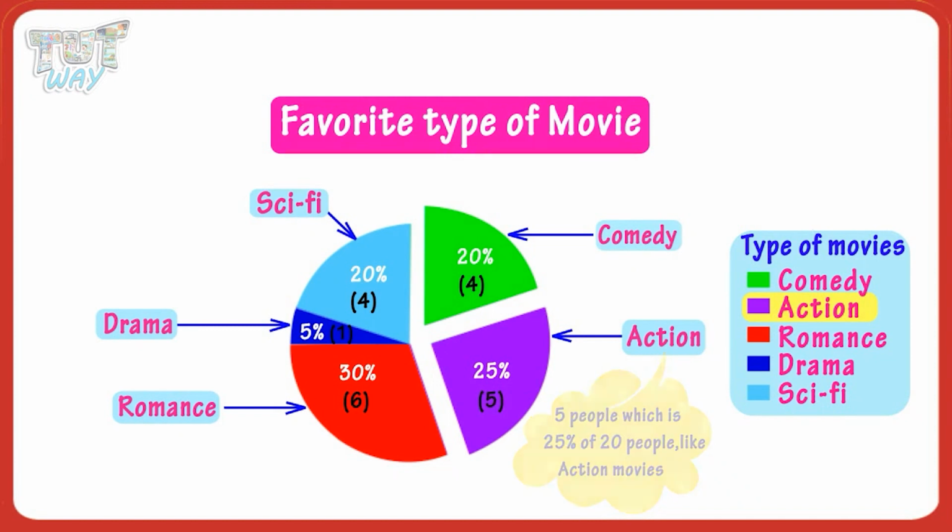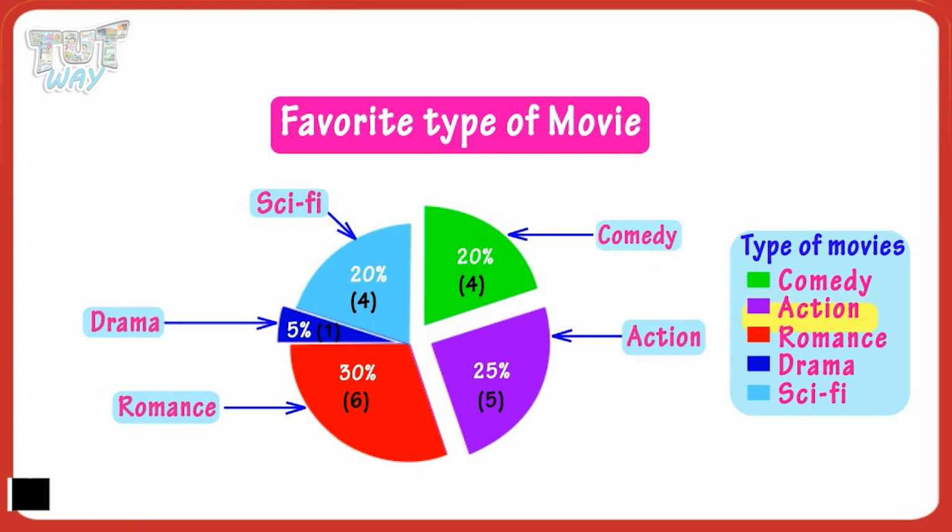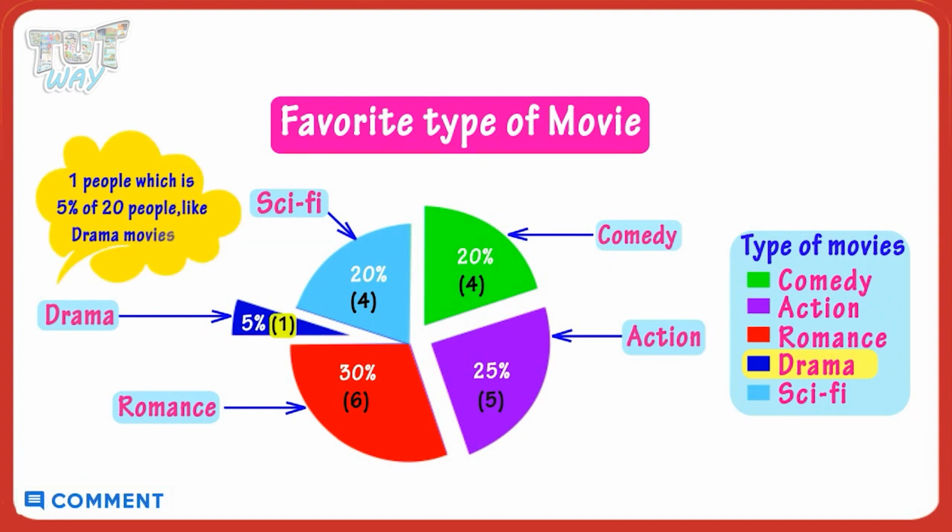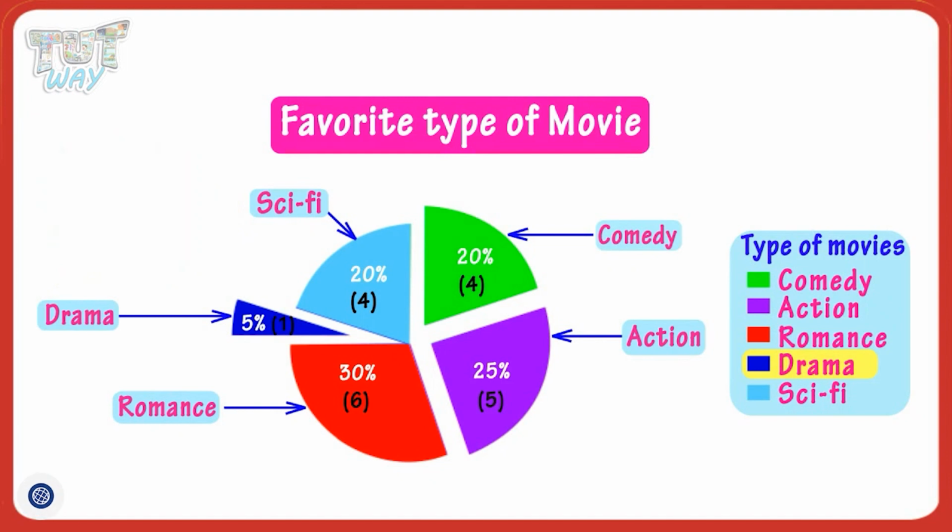So, the percentage of the circle that each portion represents says that much percentage out of the total number of people like that type of movie. Now, the labels on the graph tell the blue portion represents the fraction of people that like drama movies. The label also says 1 person, which is 5% of 20 people, likes drama movies, and so on.